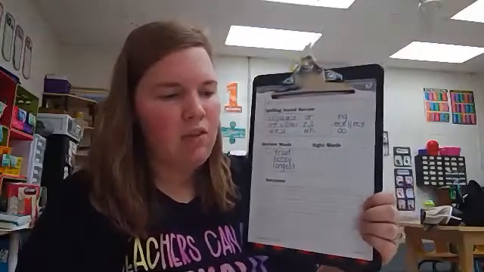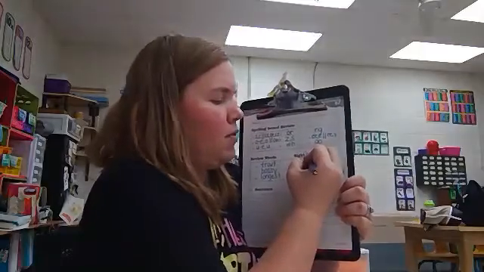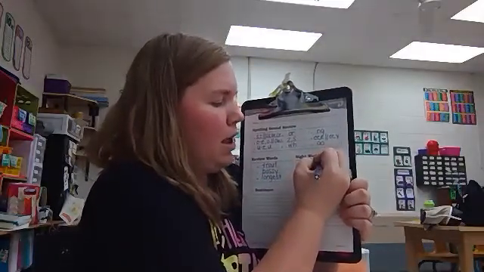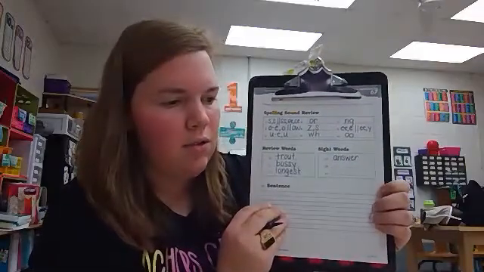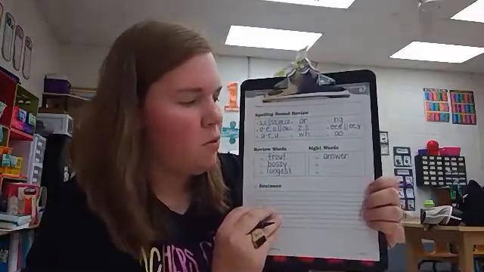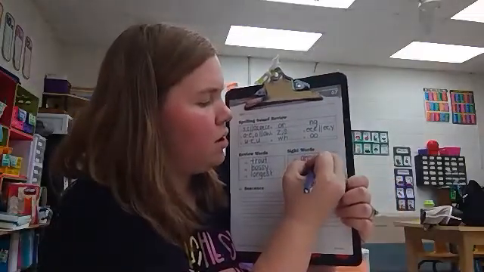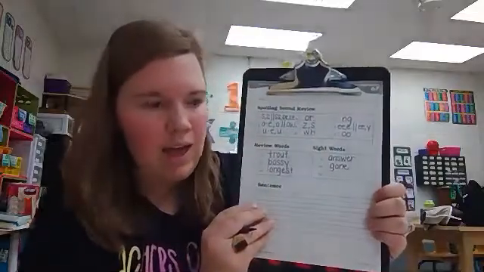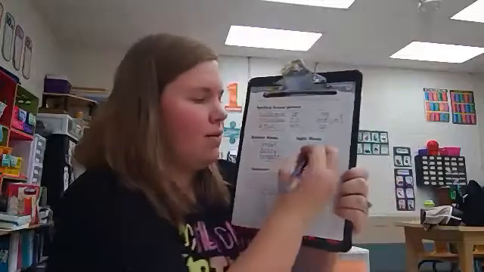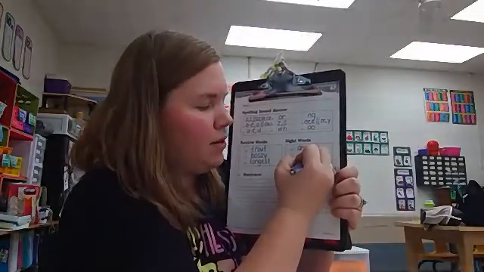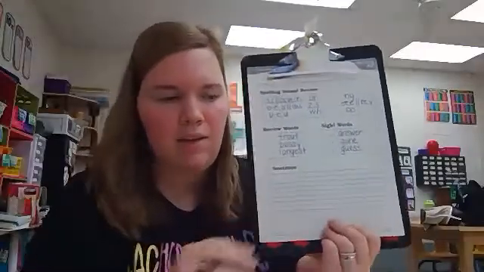Now we'll practice spelling some sight words. On number 13, spell the word answer. A-N-S-W-E-R. Answer. Number 14 is gone. G-O-N-E. And number 15, the word is guess. G-U-E-S-S. Guess.